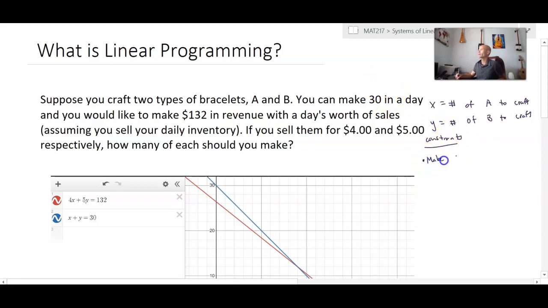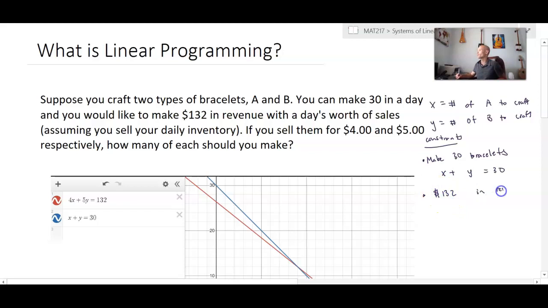We're going to make 30 bracelets, and in these types of problems we assume that that's exactly what you're going to make. You're not going to make fewer or more than that. You're going to make exactly 30. So that means that the sum of the number of A that I craft and the number of B that I craft has to be 30. And the second constraint is we want to make $132 in revenue.